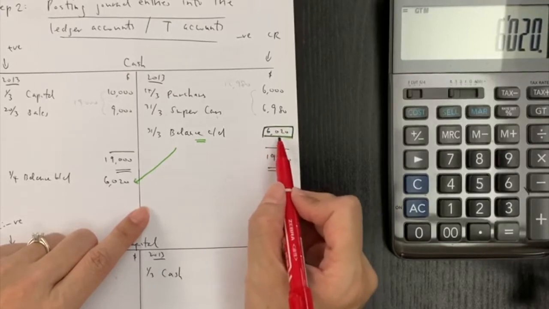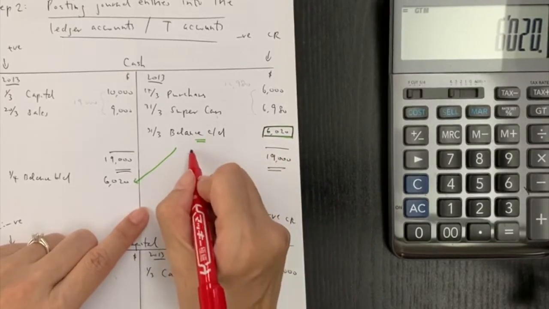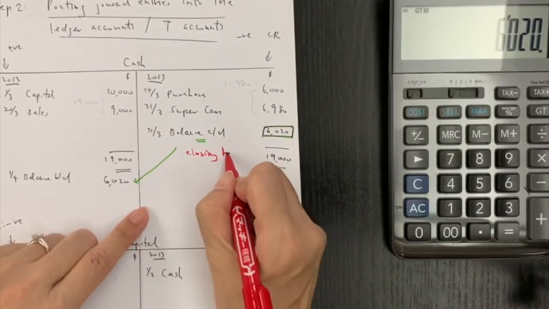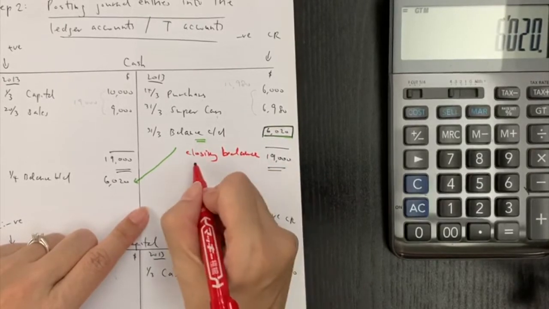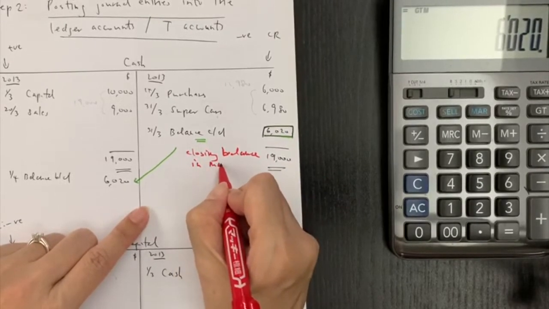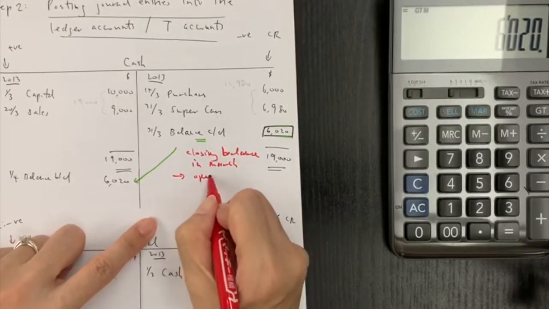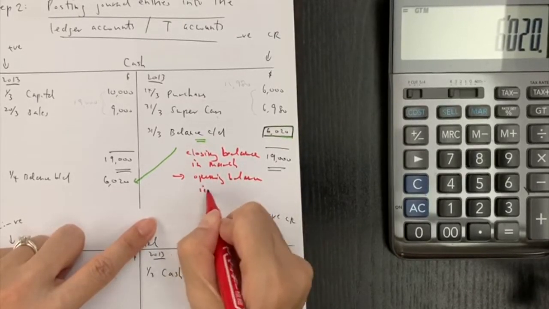Okay, let's look at the cash account again. So this 6,020 is very, very important because this is the closing balance. And this closing balance in March will be the opening balance in April.